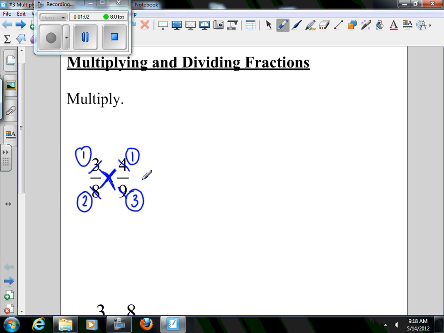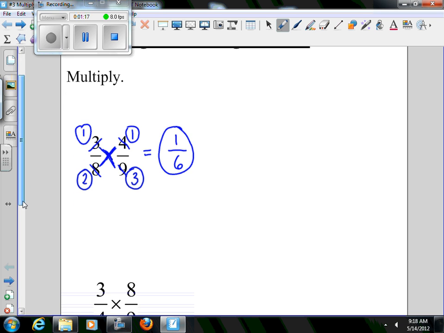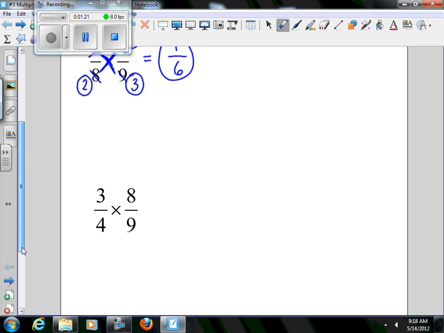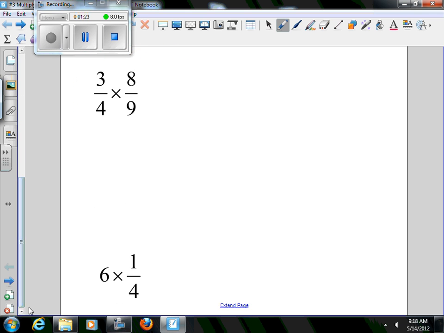Notice I've circled my answers, so now we're just going to multiply right across with the circled numbers. So 1 times 1 is 1, 2 times 3 is 6. And now the neat thing is you don't have to reduce your answer if you've canceled correctly. Okay, and here I seem to have repeated the same problem, so we won't do that again. But let's go on to this next one.